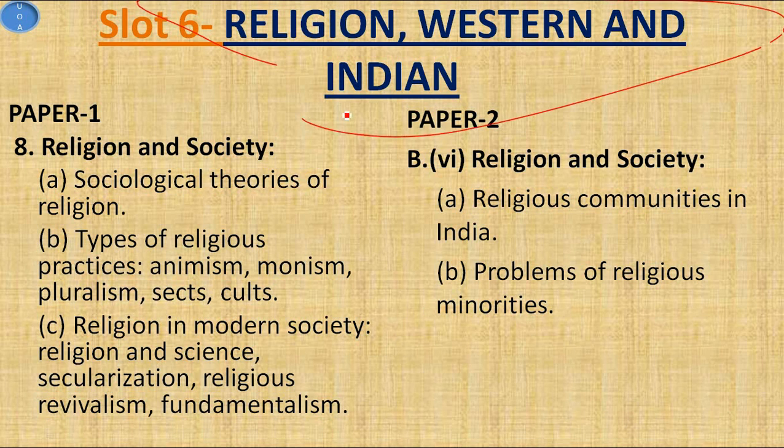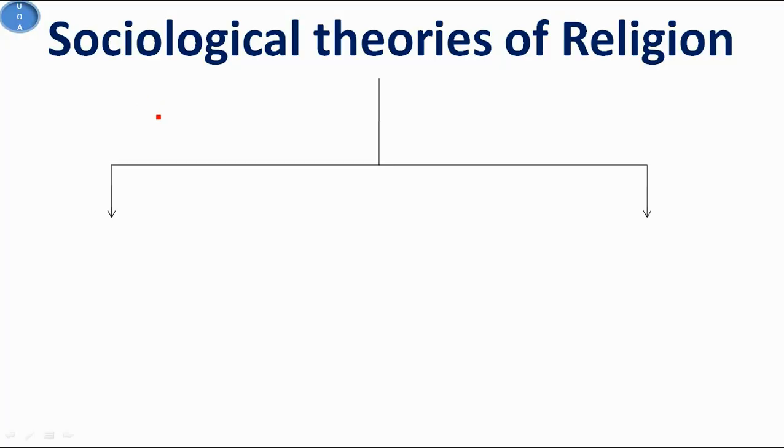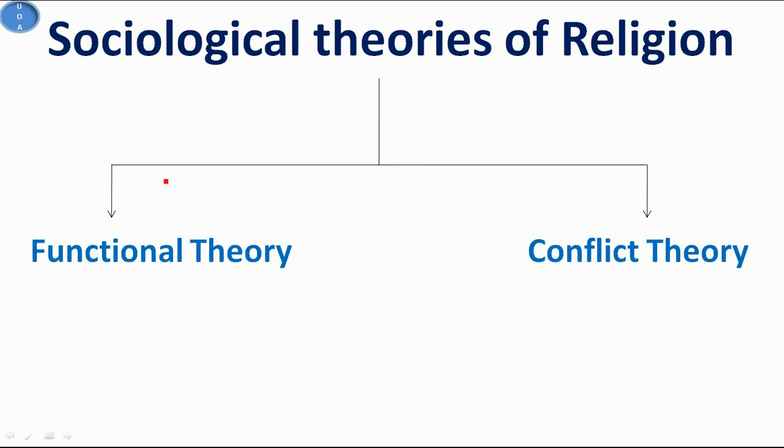So friends, as you know that we are covering slot 6, that is religion, Western and Indian, and in this video we are going to cover sociological theories of religion under topic 8, that is religion and society of Paper 1. So now we see the sociological theories of religion. Basically there are two sociological theories of religion, first being the functional theory and second the conflict theory.